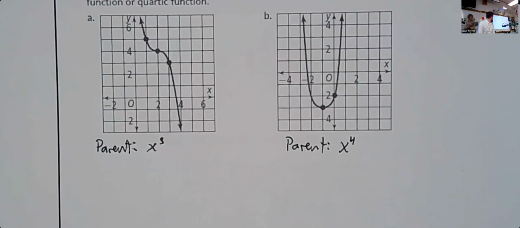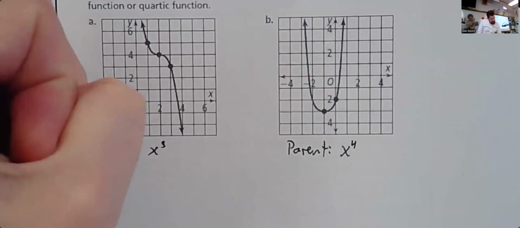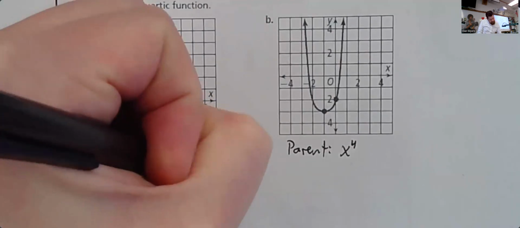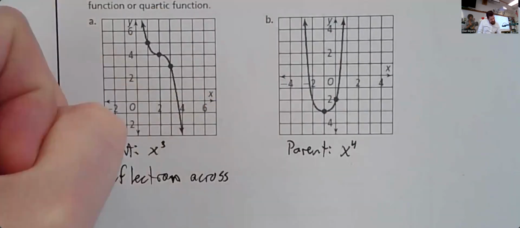All right, next. Has this one been reflected across the x-axis? Yeah, because if it hadn't been, x cubed, by the way, starts down on the left and goes up on the right. This one is up on the right, down on the left, which means it's been reflected across the x-axis. So, reflection across x-axis.